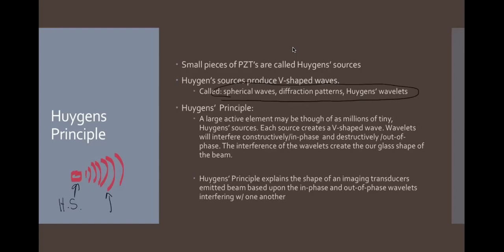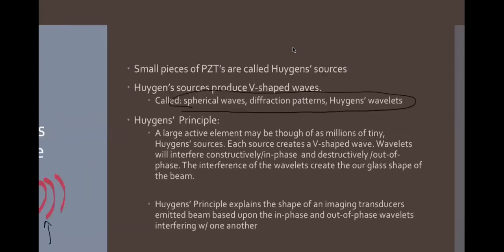So at the bottom, I reminded you again of what this guy's purpose was. And he said, Huygens' principle explains the shape of an imaging transducer's emitted beam. So the shape of the beam, right? You can take out the extra words. That's okay. The shape of the beam, based upon the in-phase and out-of-phase wavelets interfering with one another. So let me draw a picture for you guys that will explain Huygens a little bit more.